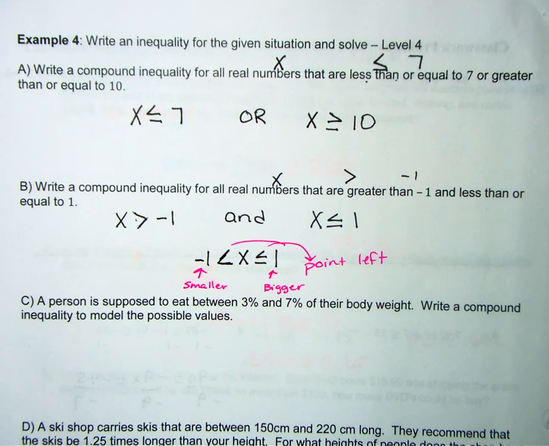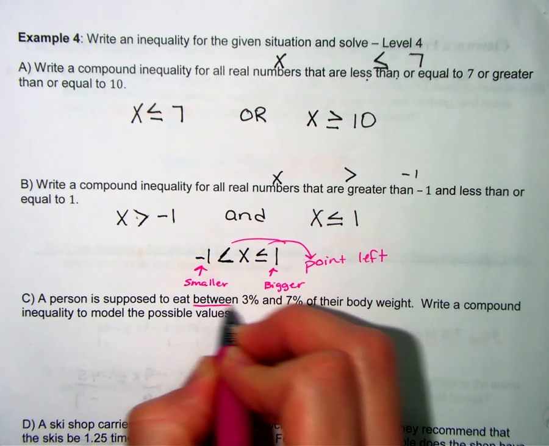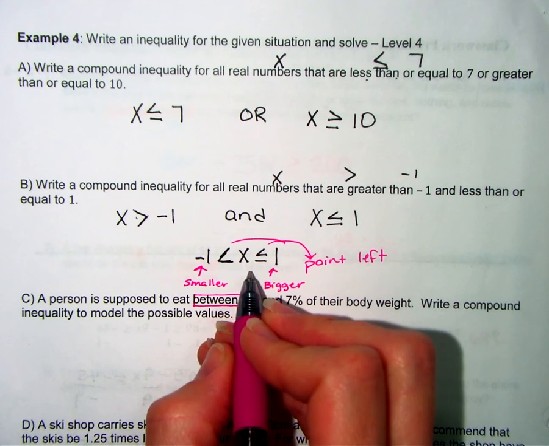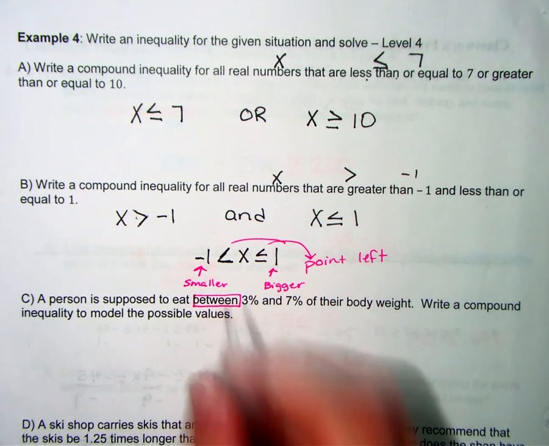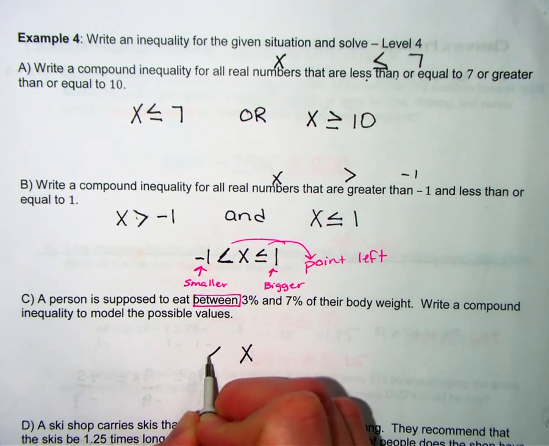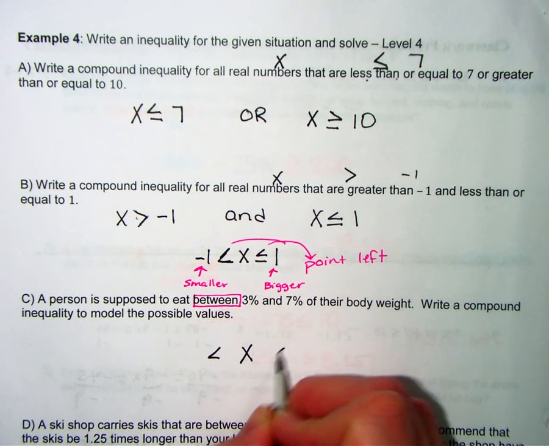Okay, so we are going to do one more, and then you're going to practice a little bit, and then we're going to kick it up a notch. So this one right here says a person is supposed to eat between. Anytime you see that word right there, between, you are going to do this and setup. Okay, so the and setup looks like this. You're going to have an x in the middle. Both are pointing to the left.